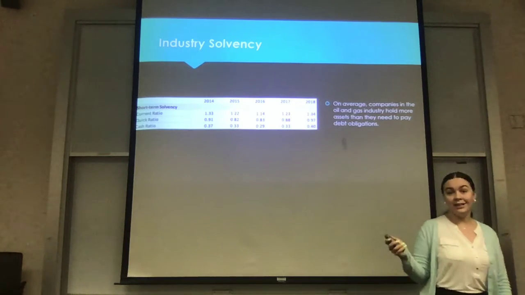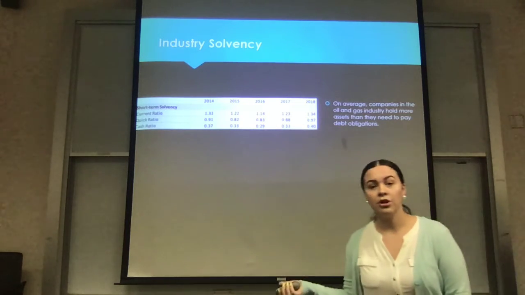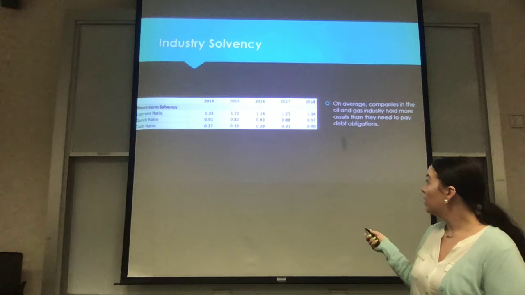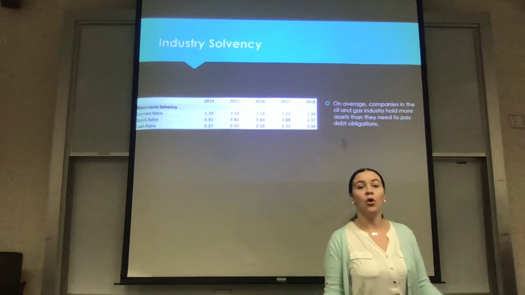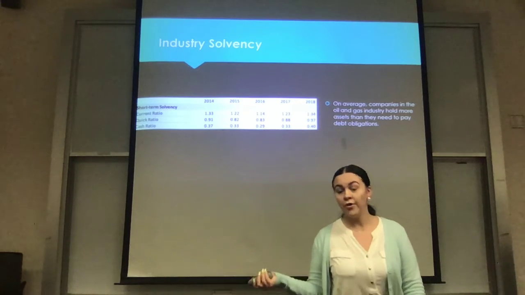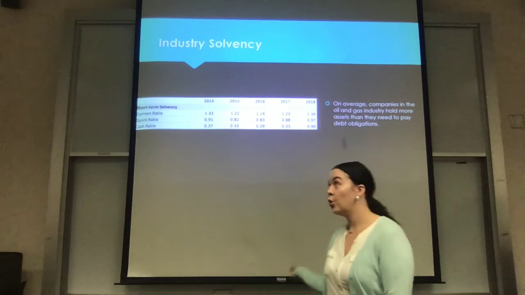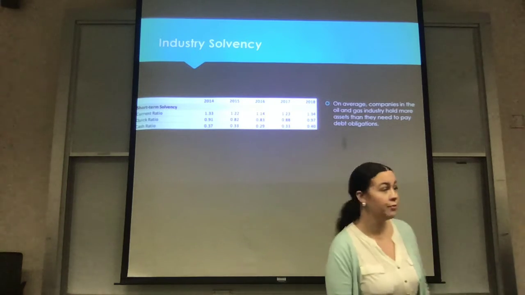Okay, let's look at the industry averages for solvency. Our industry averages are pretty good, pretty constant, and they are above a 1, so they do show that they hold enough assets to pay their debts. Now, when we look a little bit further, we're going to look at one company who is significantly lower than this industry average.